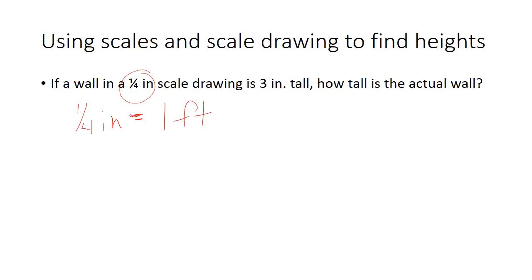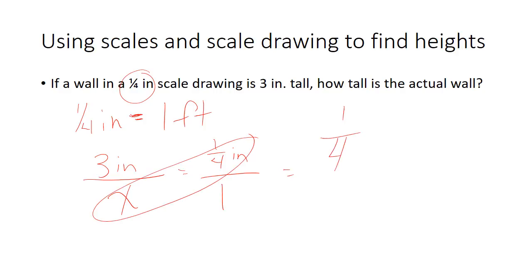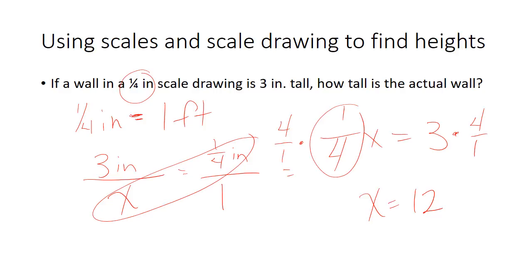So if the scale drawing is 3 inches, and we want to know how tall the actual wall is, if our scale is 1/4 of an inch to 1 foot, I'm going to do my cross products. That's going to give me 1/4 x is equal to 3. To get this 1/4 away from my x, I'm going to multiply by the reciprocal, which is 4 over 1. That makes those cancel. The 4 and the 4 become a 1. The 1 and the 1 are 1. That gives me a 1x. So I'm going to multiply this side also by 4 over 1. It's going to give me x equals 12. So in real life, the wall is 12 feet tall.